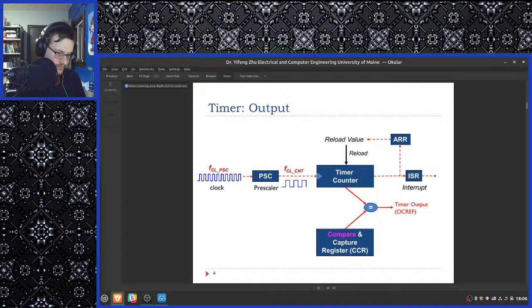Can the timer counter only handle certain frequencies? What is stopping us from just not having a prescaler and sending the clock signal frequency directly to the timer counter? That's an excellent question, David. Thank you.